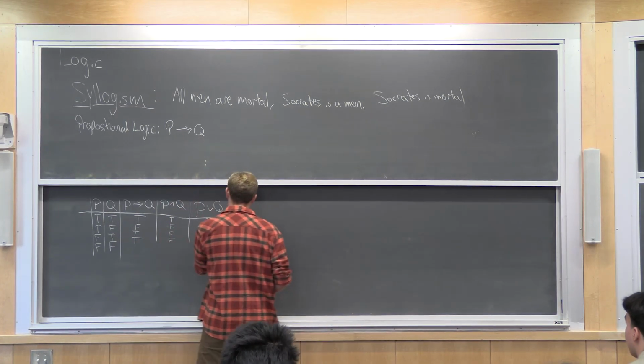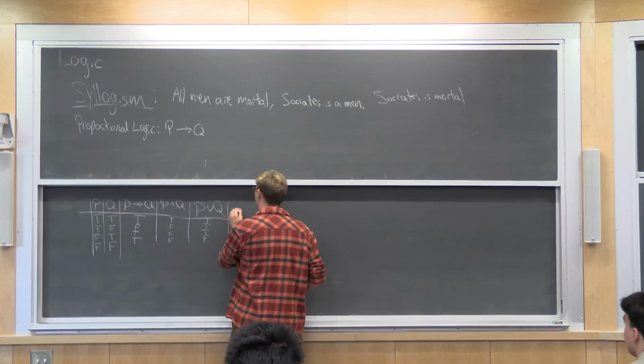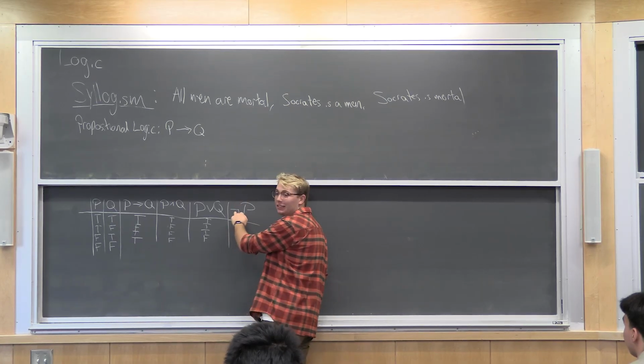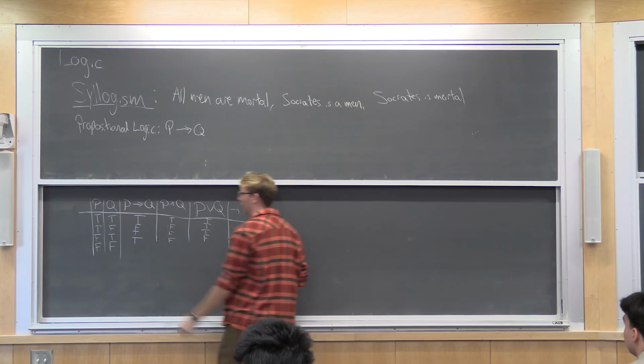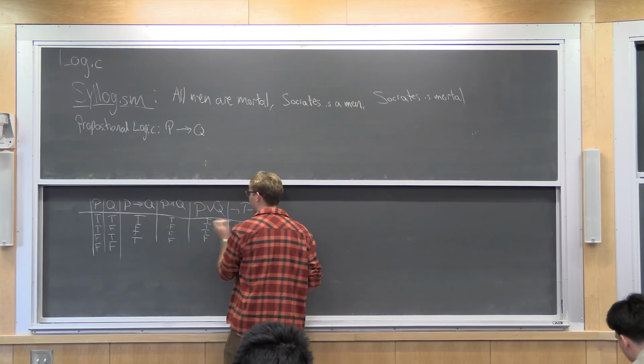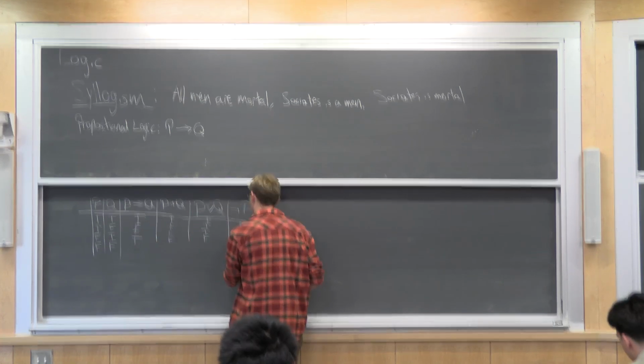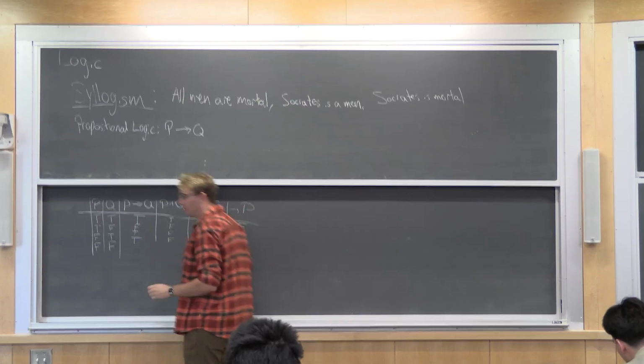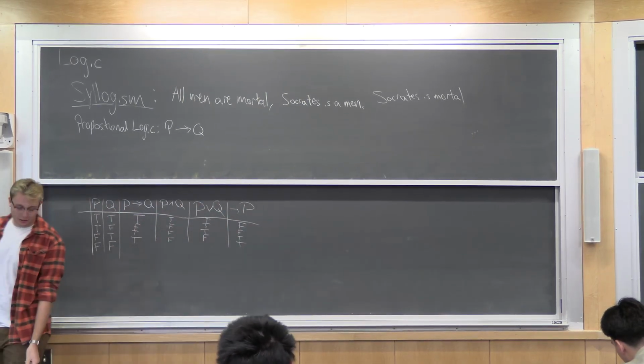And finally, that means not, so it's essentially just the inversion of P. So when P is true, not P is false. So that's your basic propositional logic.